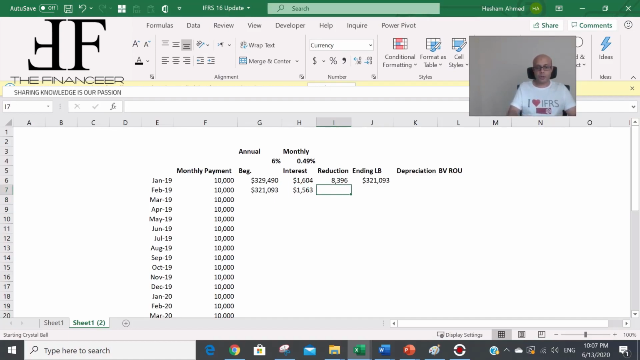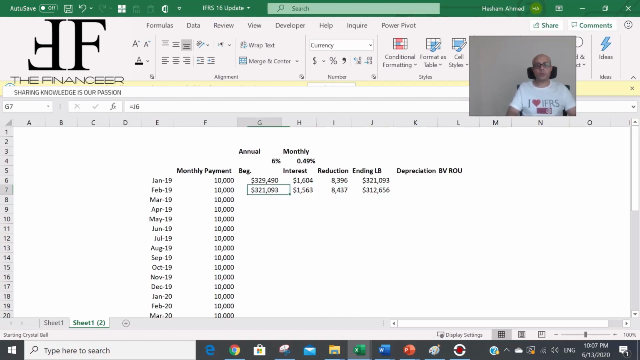How much is the reduction? You are going to say, if I am going to pay 10,000 cash minus the interest, so this will be a reduction in the lease liability. How much is the ending balance of the lease liability? Again, you are going to say my beginning balance of the second month is 321, and I'm going to reduce my lease liability by 8,400. So this will be the new ending balance at end of Feb.